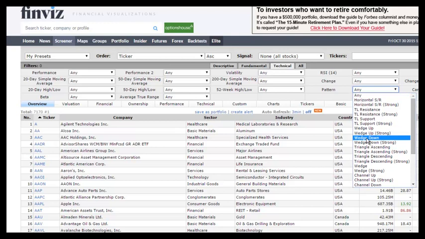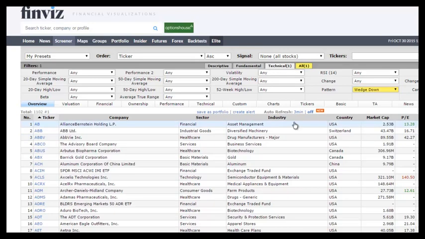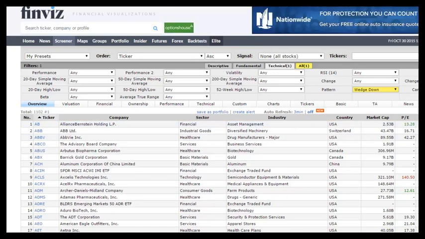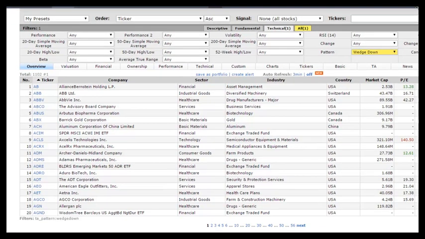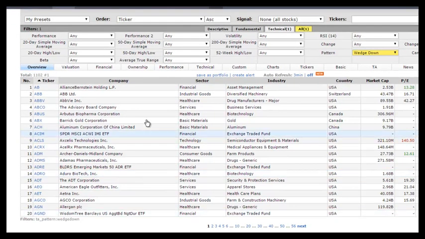We're going to work on the wedge. Now you have a strong wedge and a strong down wedge and a regular down wedge. I use them both. Sometimes they pull up different, sometimes they pull up the same stuff. But I just make sure that I click on that. And you get a list of stocks. In this case, there's a lot of them.